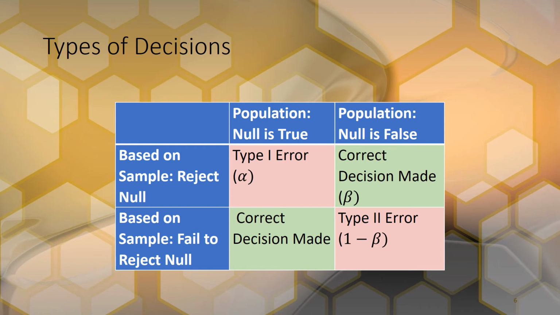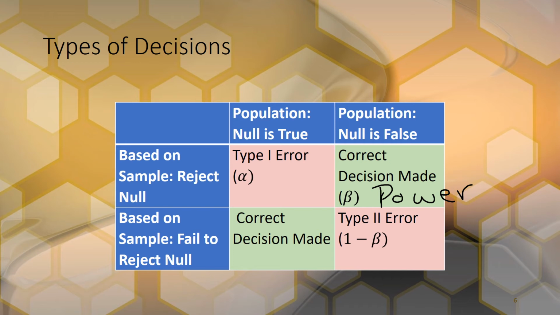Here in the second column, in the population, if the null is false, so we say the research hypothesis would be true in the population, and we reject the null, we say the research hypothesis is true, then we made another correct decision. And this is called power. And the symbol for that is beta. That's another way we can make a correct decision.